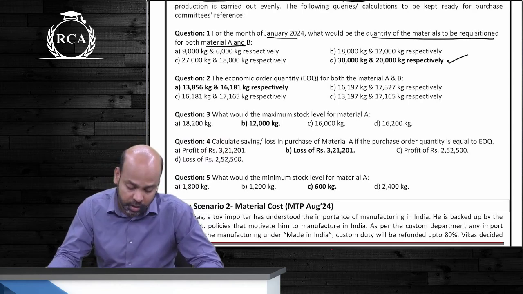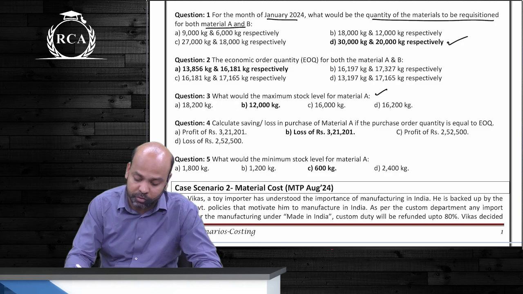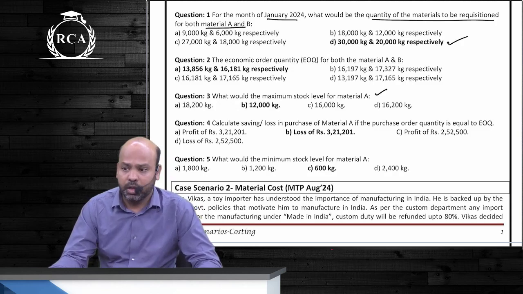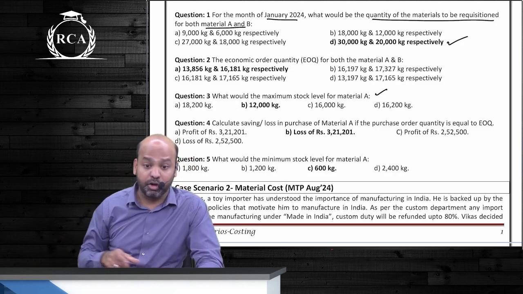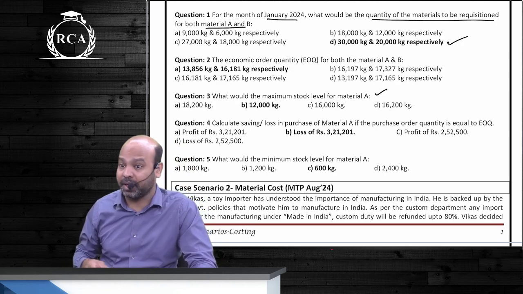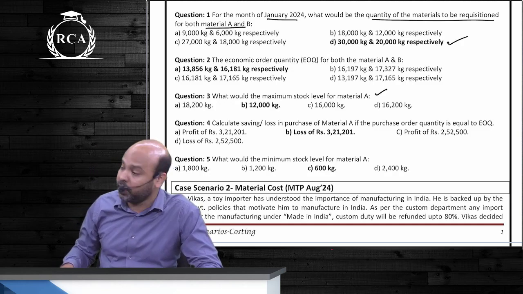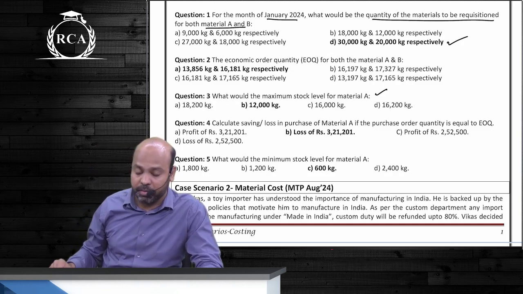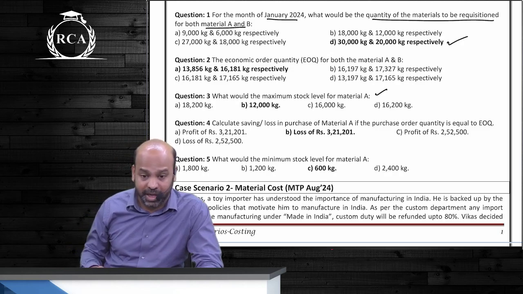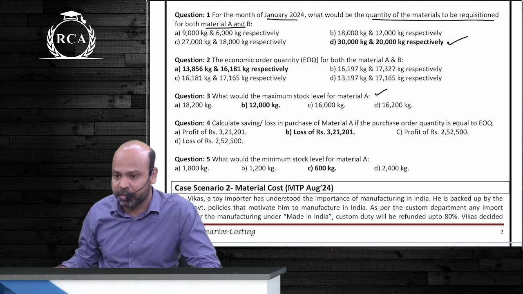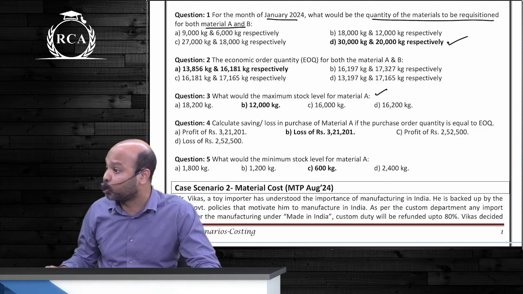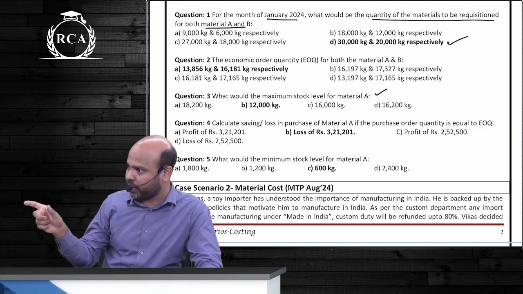Yes or no, guys? After that, what would be the maximum stock level for material A? Now, in case you forgot, the formula for reorder level is maximum lead time into maximum consumption. Maximum level as such will be reorder level minus minimum lead time into minimum consumption plus the amount of ROQ. Is it clear what I am saying, guys?